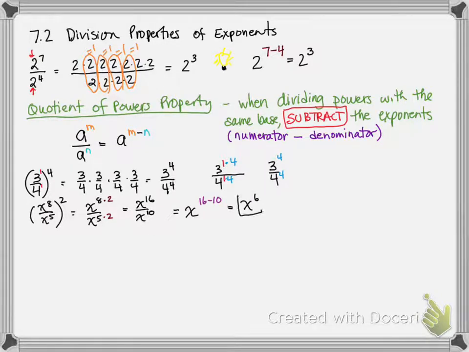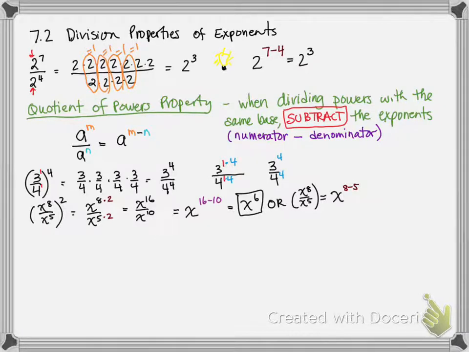Okay, now there's a secondary way of doing this one, and that's what if we do the quotient of powers first and then raise to the power. Okay, so let's go back to here. So what we could do is not start with 8, start with the base of x, and then we would take the 8 minus 5.